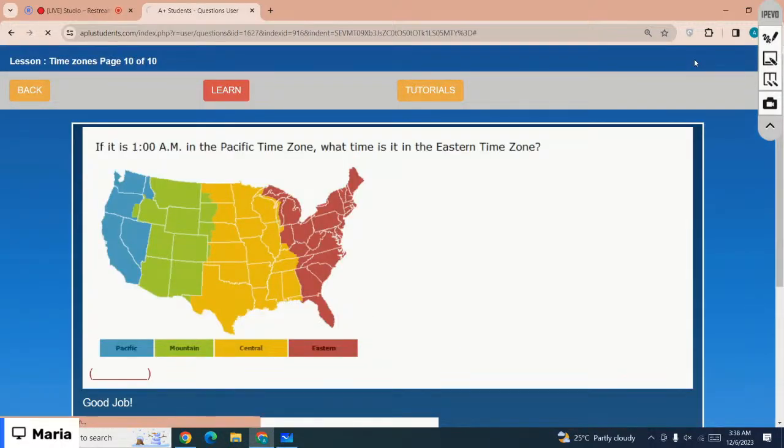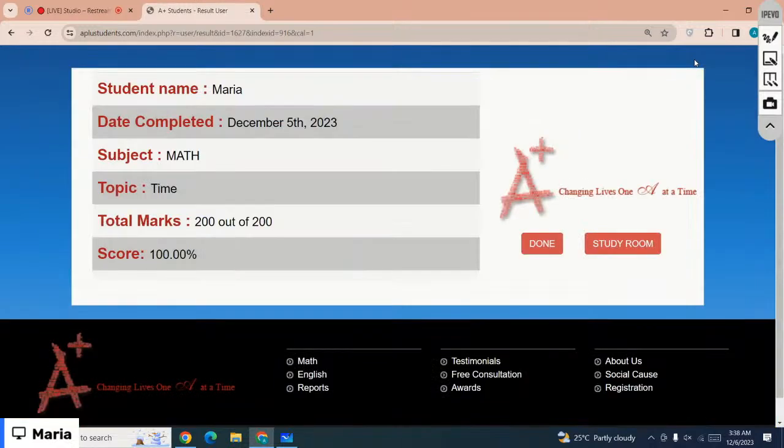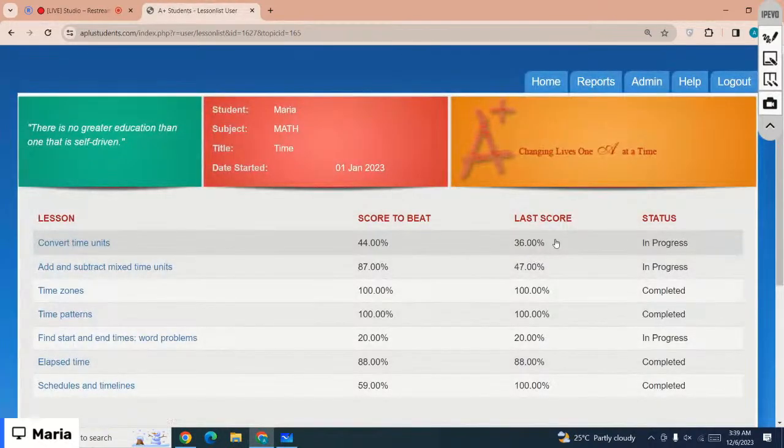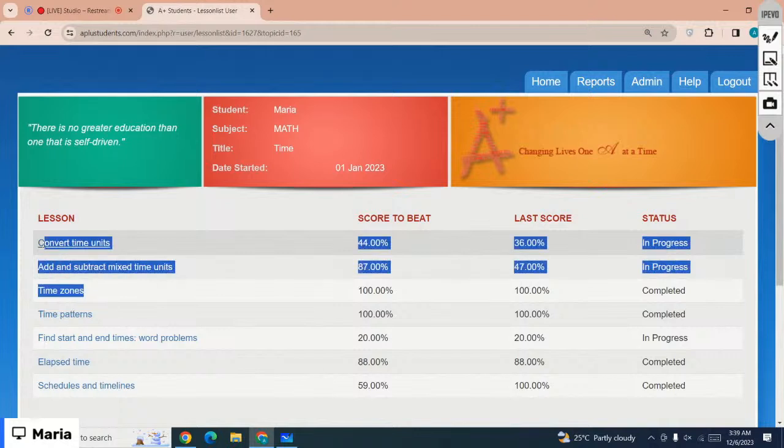So we were working on grade 5 math. The chapter we're working on is time, and the lessons we have covered today are convert time units, add and subtract time units, and the one we just did, time zones, right?